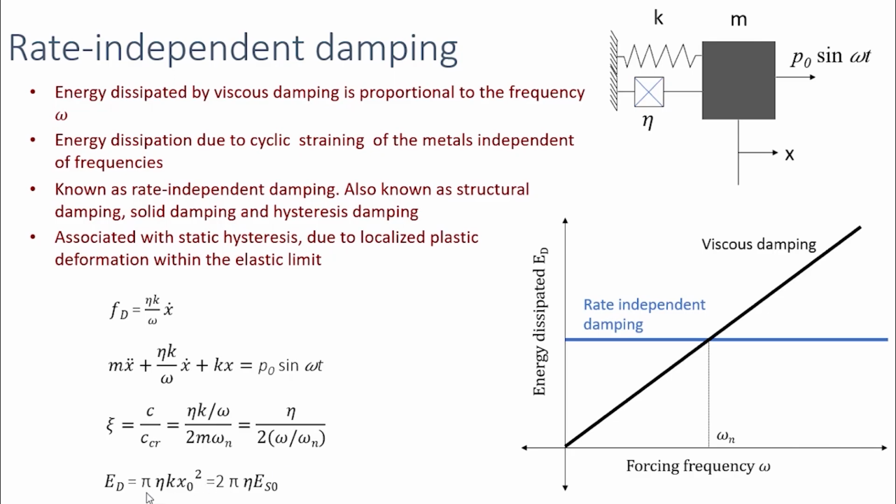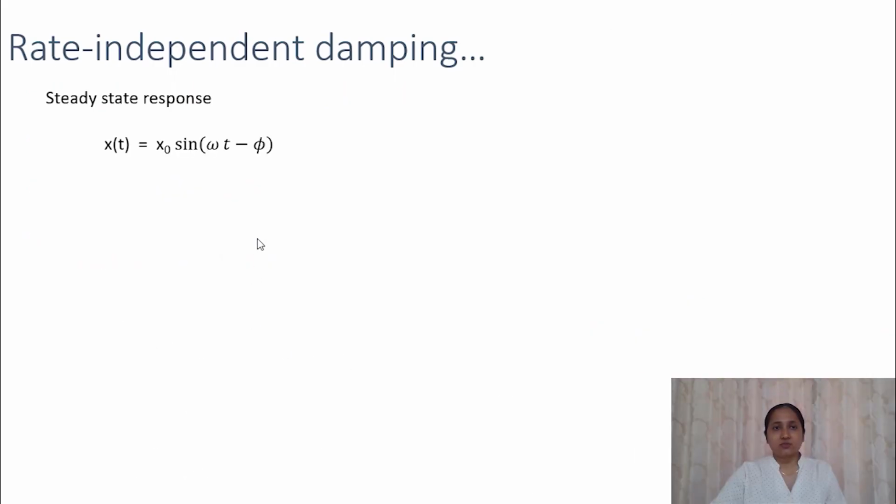If you do that, we would get the energy dissipated in rate independent damping as pi eta k x naught square, where x naught is the steady state displacement amplitude. This can again be represented in terms of the strain energy in a cycle. That would be 2 pi eta E S naught, where E S naught is equal to half k x naught square. So this is the expression of the energy dissipated due to rate independent damping. So let's find out the steady state response.